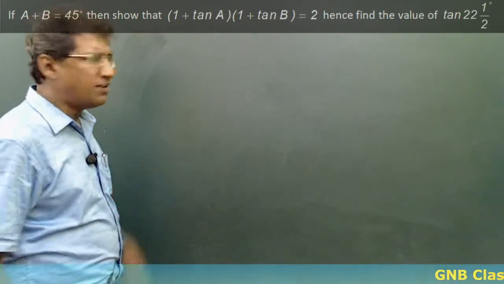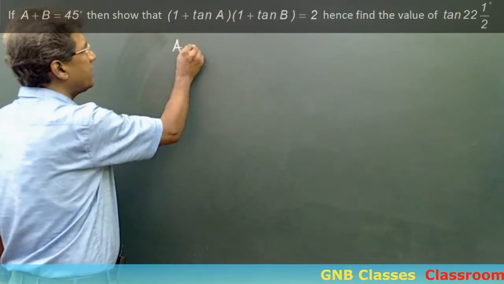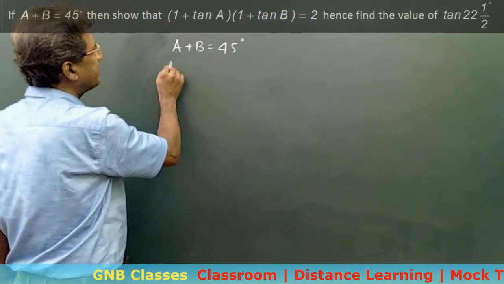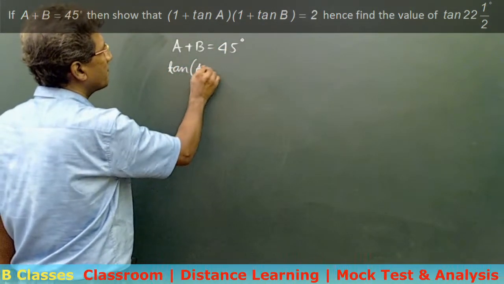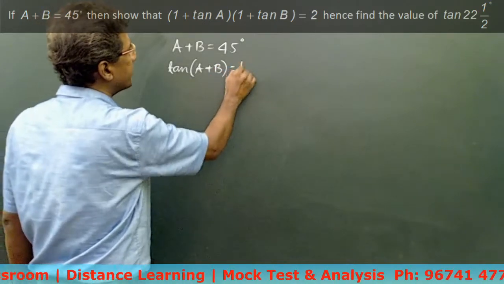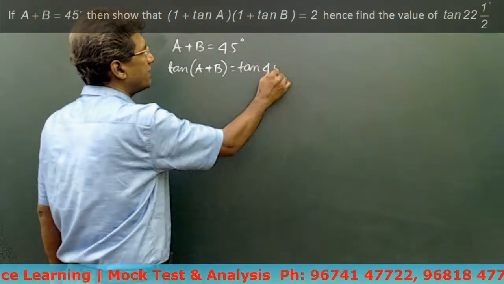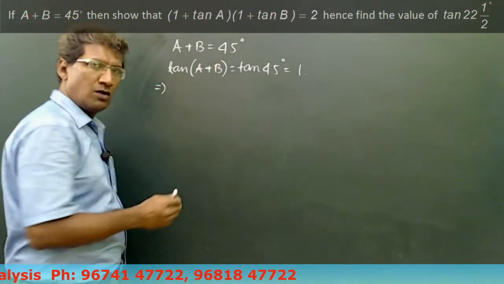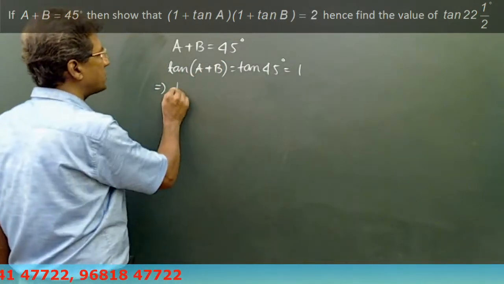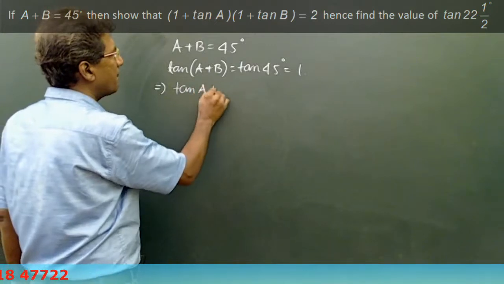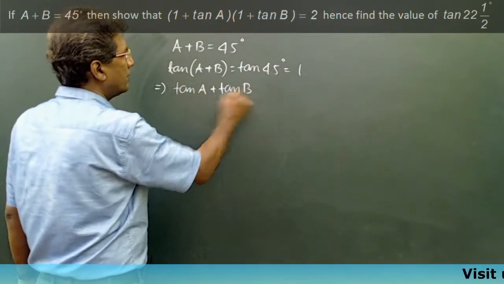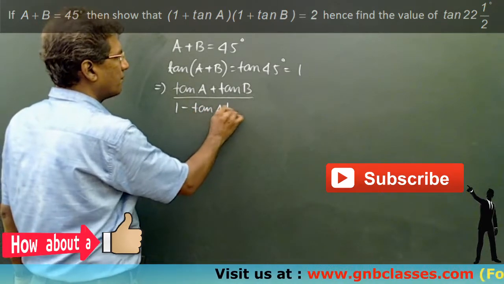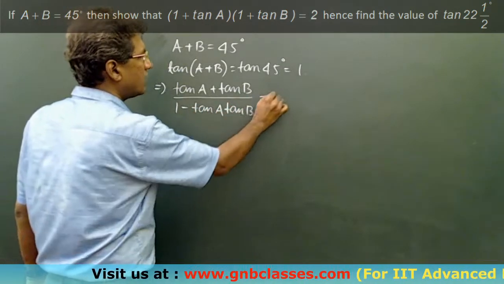In this question, they have given us that A plus B is 45 degrees. Now let me take tan on both sides. So tan(A plus B) is nothing but tan 45 degrees, which is nothing but 1. And for tan(A plus B), use the formula: tan A plus tan B, divided by 1 minus tan A tan B, which is equal to 1.